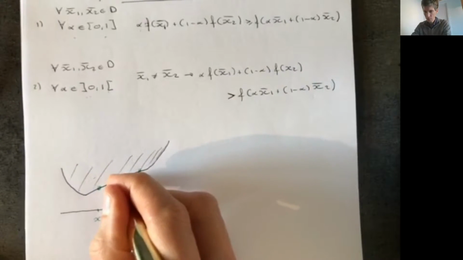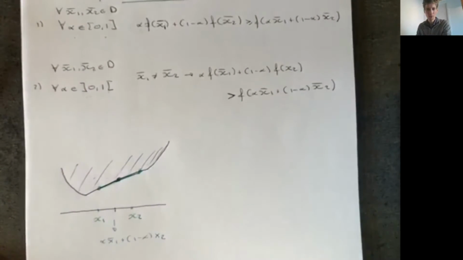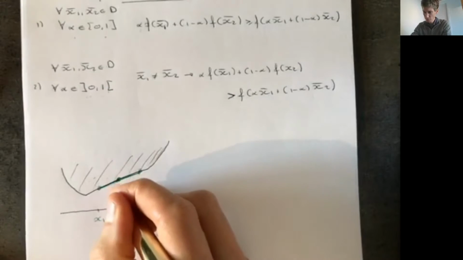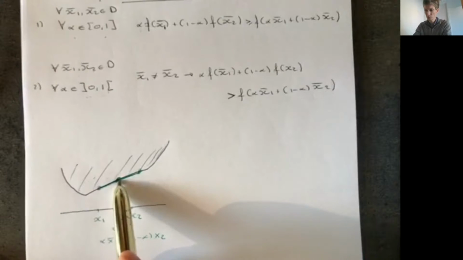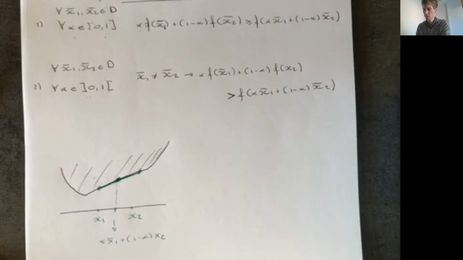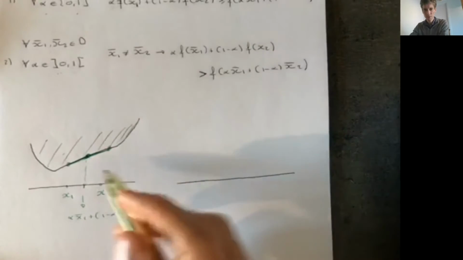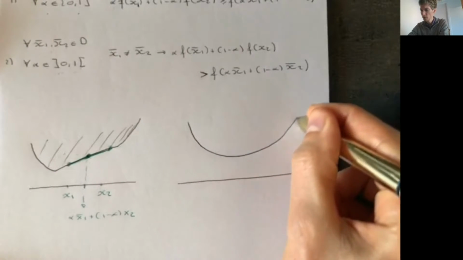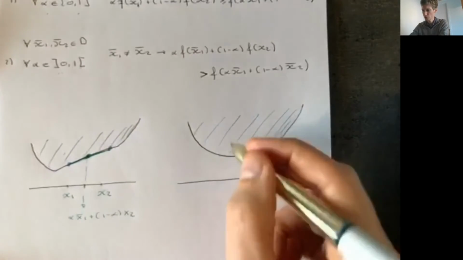So alpha f of x1 plus 1 minus alpha f of x2 will be here, on the line segment between the two. It should be strictly bigger than f of this point, which is exactly the same point. So this is not strictly convex, because this green point is not strictly above the function value, but basically on the function value. In order to have something strictly convex, we cannot have flat portions of the function. We need a shape that has curvature at every point.